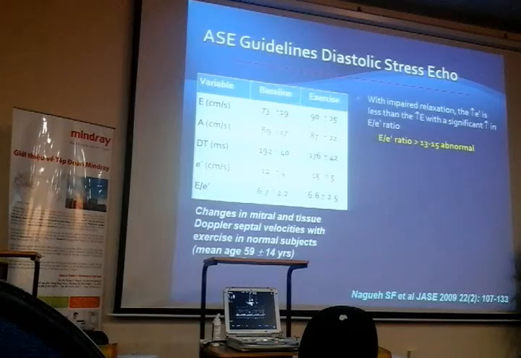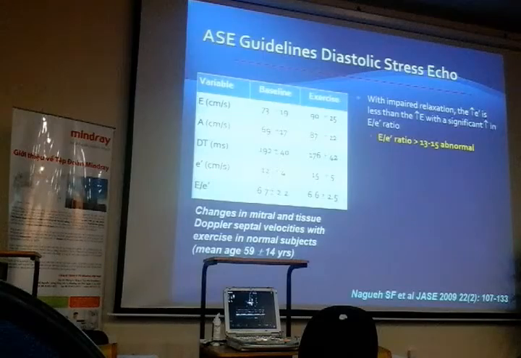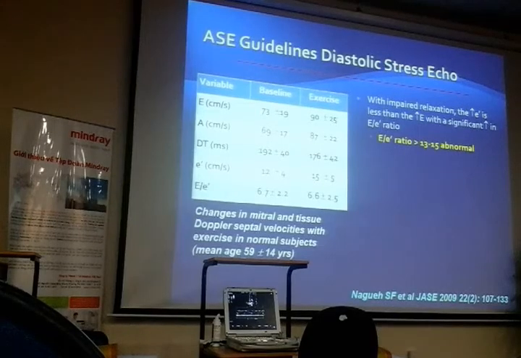So our ASE guidelines, which I think we do have a poster that we brought on diastolic function, summarize the studies looking at stress testing for diastolic function. And it is important for us to measure the tissue Doppler E prime. So depending on the study that you read, an E to E prime ratio more than 13 to 15, particularly when you started with a normal E to E prime of less than 7, typically is diagnostic of diastolic dysfunction.